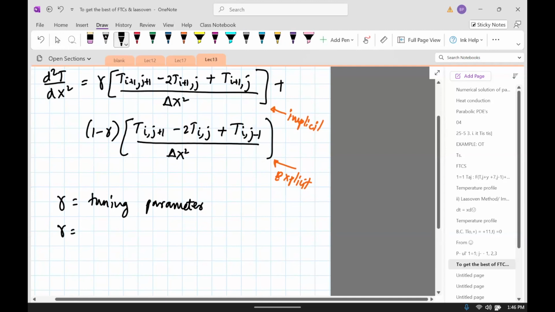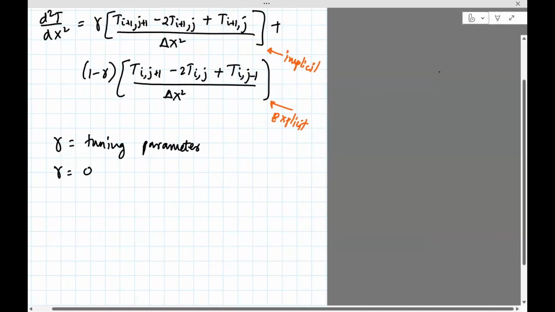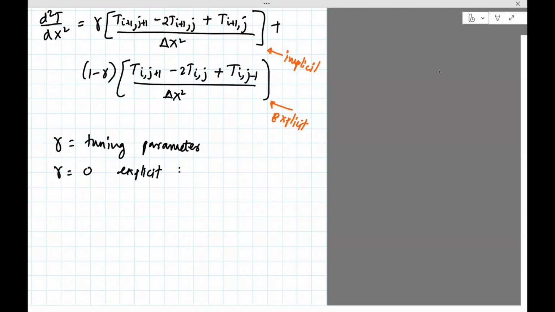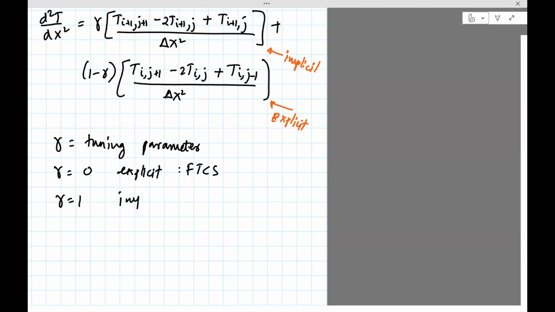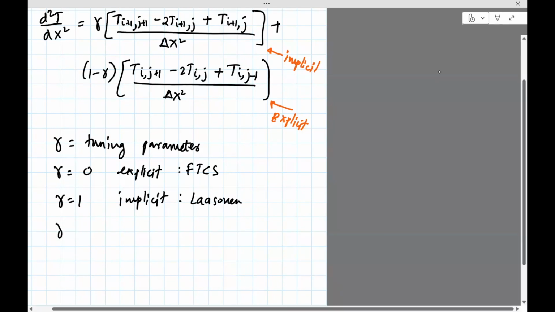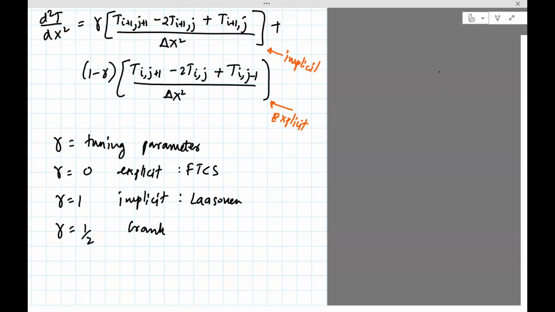If you put gamma equals 0, you have the explicit, known as the FTCS. If you put gamma equals 1, you have the implicit. And if you put gamma equals half, it is known as the Crank-Nicolson method.